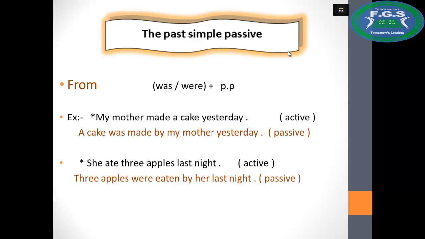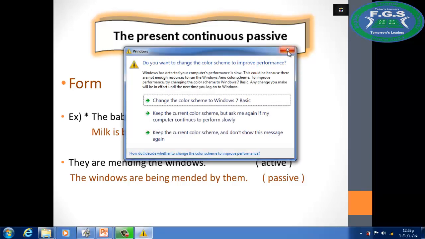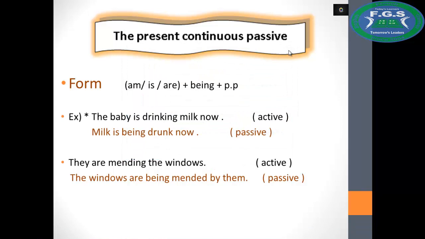That's okay? Okay. The third part of our grammar today is the present continuous passive. The form of the present continuous passive is am or is or are plus being plus PP.